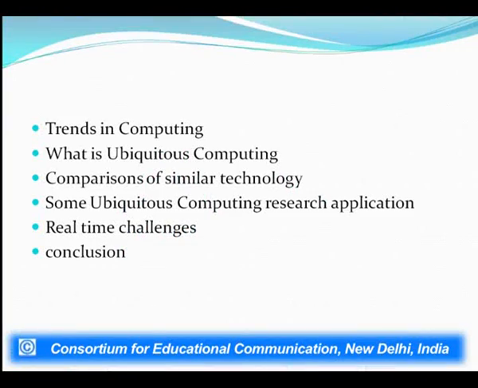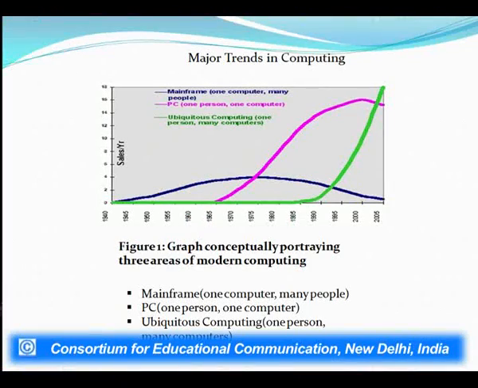So the topic for the discussion is what are the trends in computing and how it has changed, what is all about ubiquitous computing, comparisons of similar technology which seems like ubiquitous, some case studies or the research application from the ubiquitous area, what are the challenges, issues, policies with respect to ubiquitous computing, and then we will conclude the session. So the first is what are the major trends in computing.